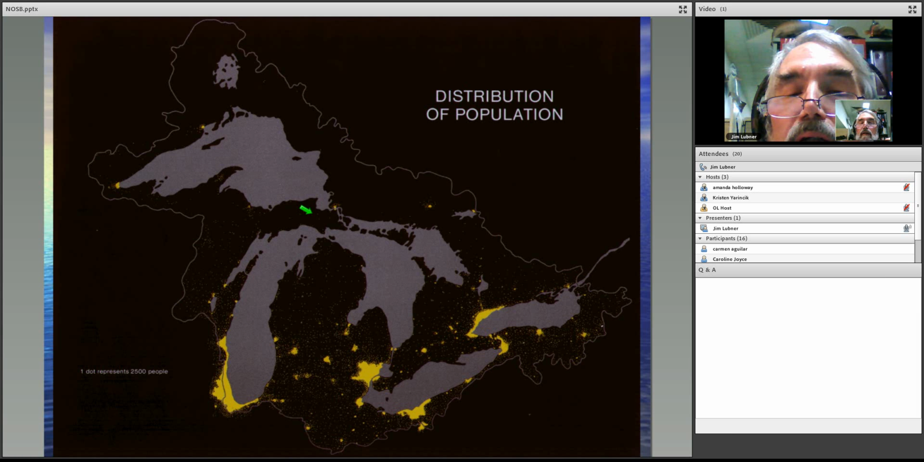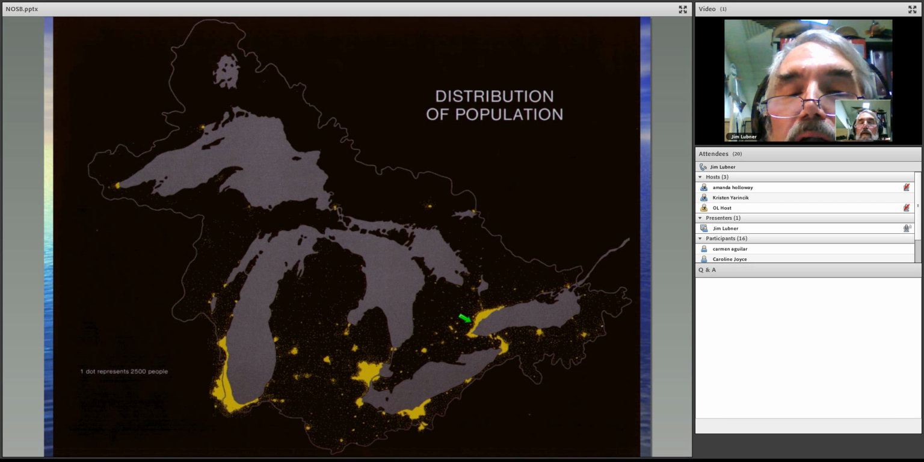Most of the people live around the southern half of Lake Michigan, which is a cul-de-sac, so things tend to stay there, and also around the two lowest lakes, Erie and Ontario. This happens to be Toronto, and a significant portion of the Canadian population lives here in Toronto, especially the population of Ontario.